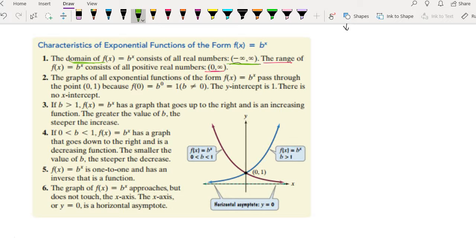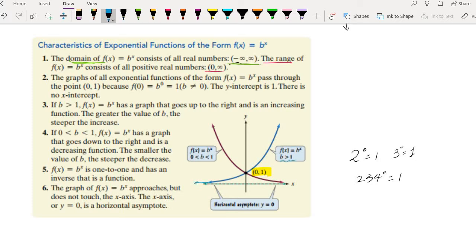The second is that the graph of all exponential functions of the form b to the x power passes through the point (0, 1). This is very important. It always passes through (0, 1), because b to the 0 power is just going to be 1. The b cannot be 0. If we have base 2 to the 0th power, that gives you 1, and 3 to the 0th power also gives you 1. If you think 2, 3, 4, the 0th power always gives you 1. That's why you're always going to pass through (0, 1).